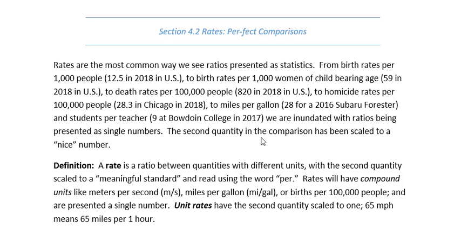The second quantity in the comparison, which is what these are, has been scaled to a, quote, nice number. For example, let's look at the 1,000 women of childbearing years. 59 births per every 1,000 women of childbearing years. That's a whole lot nicer than saying there were 2.8 million births per every 63 million, whatever. It just makes it really nice, okay?